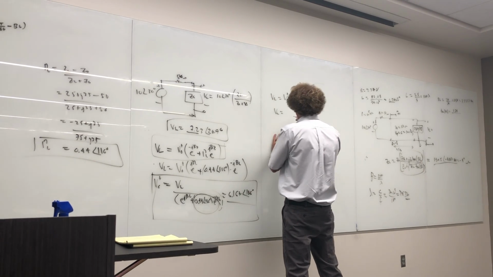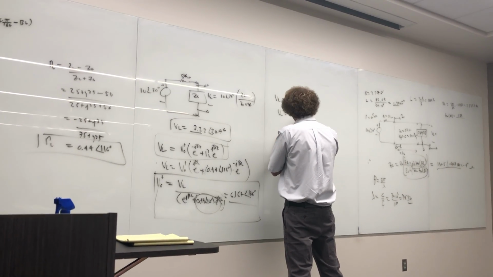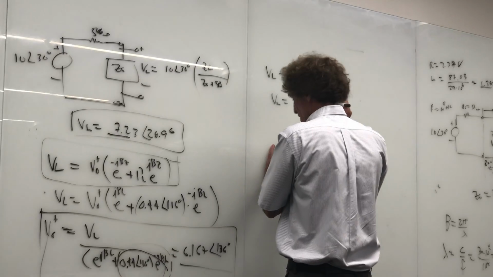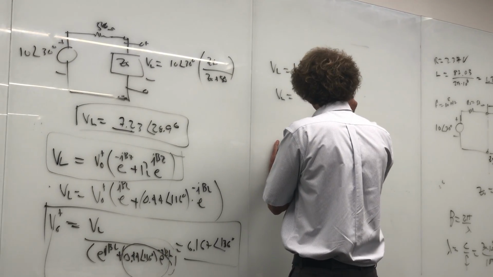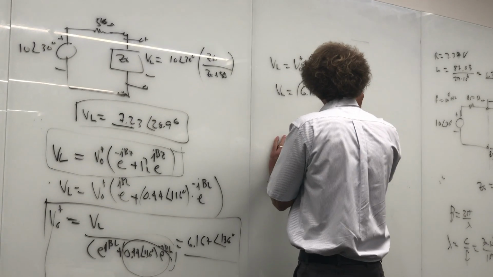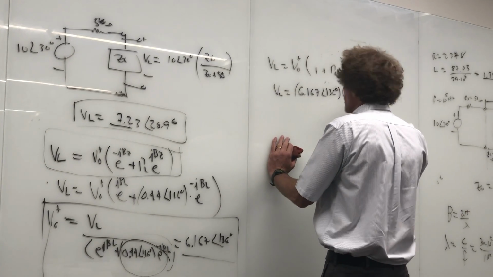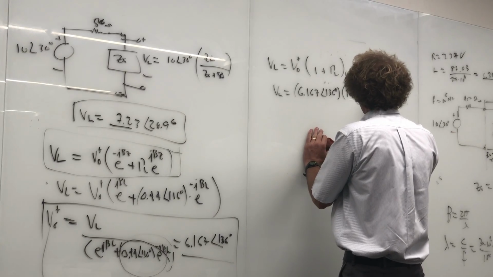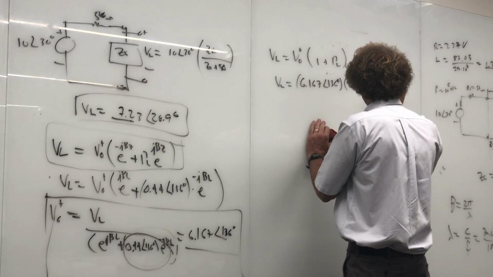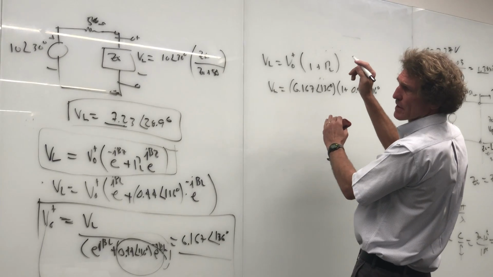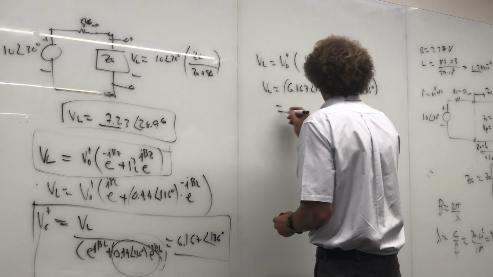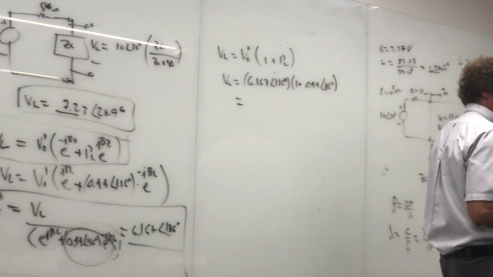It's this value V naught, if it is correct, 6.167 at an angle of 136 degrees, and then it's times 1 plus the reflection coefficient, 0.44, at an angle of 116 degrees. And when you do that calculation, what do you get for VL? Magnitude and angle.